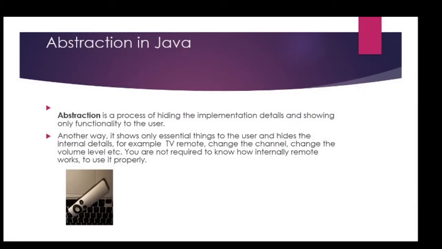Abstraction is the process of hiding the implementation details and showing only the functionality to the user. In another way, it shows only the essential things to the user and hides the internal details. For example, a TV remote. We can change the channel, we can change the volume level, etc. You are not required to know the internal details of the remote to use it properly.